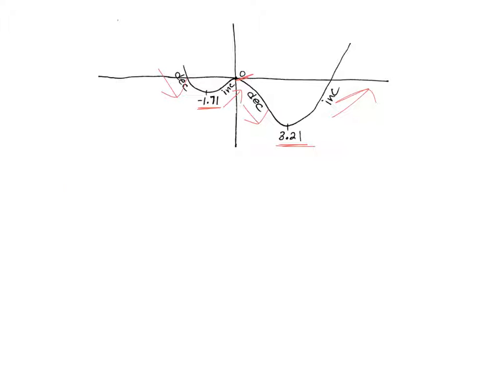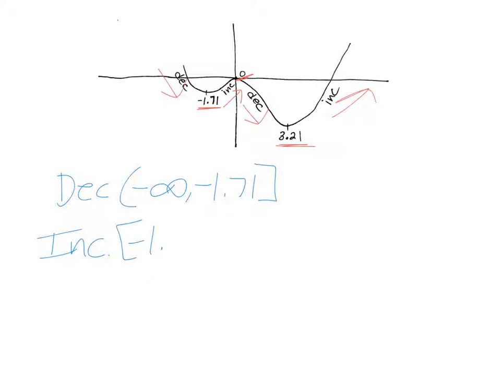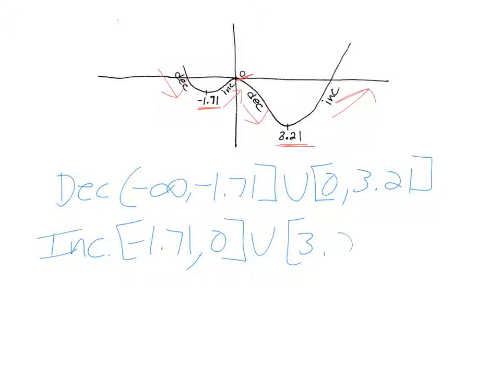So we'll write first it's decreasing from negative infinity until negative 1.71. Then it's increasing from negative 1.71 to 0, decreasing again from 0 to 3.21, and finally it increases from 3.21 until forever to the right.